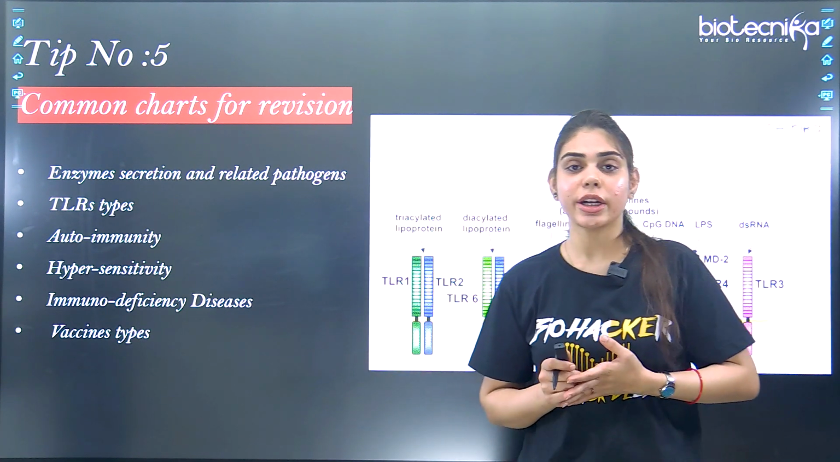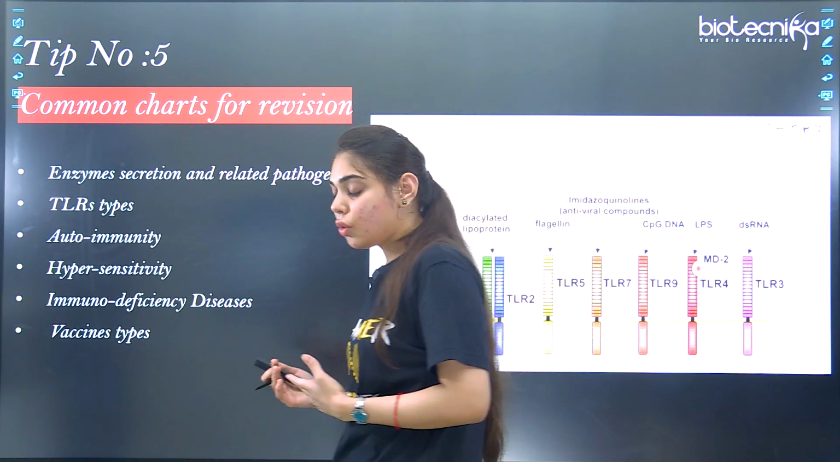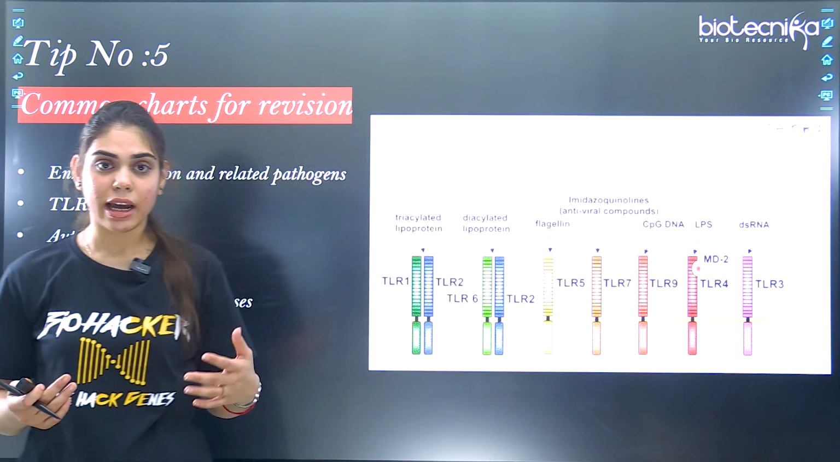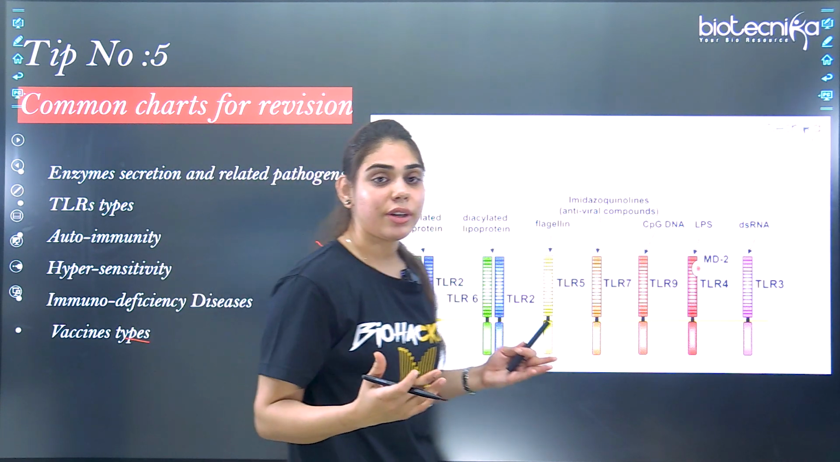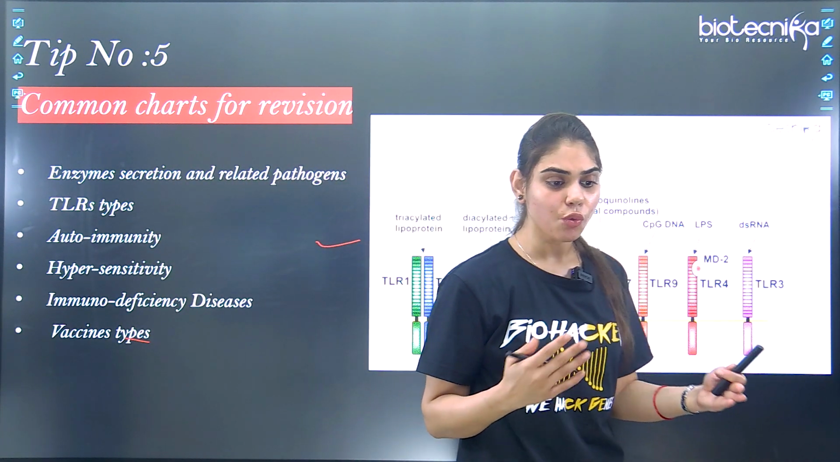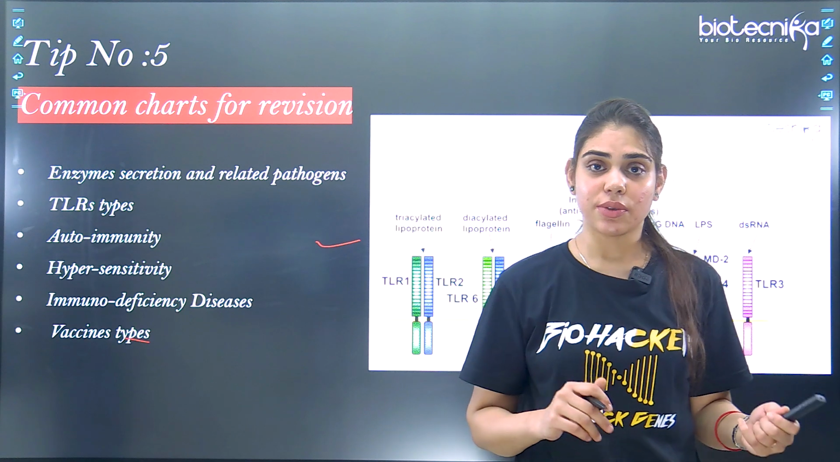You can also do it for the different types of TLR. What are the different types of TLR? I have put this table over here for reference. What are the different types of TLR? What are the PAMPs that are specific to each TLR?